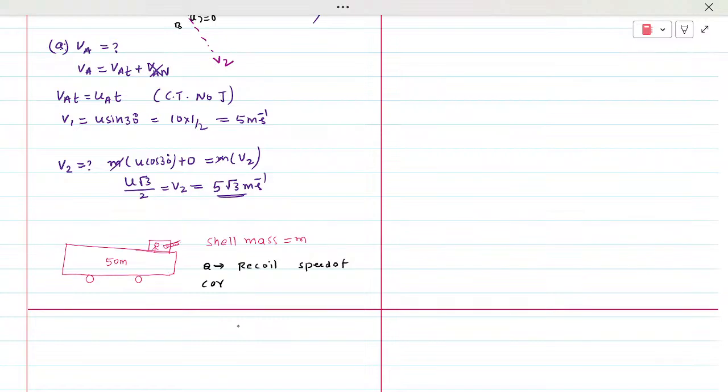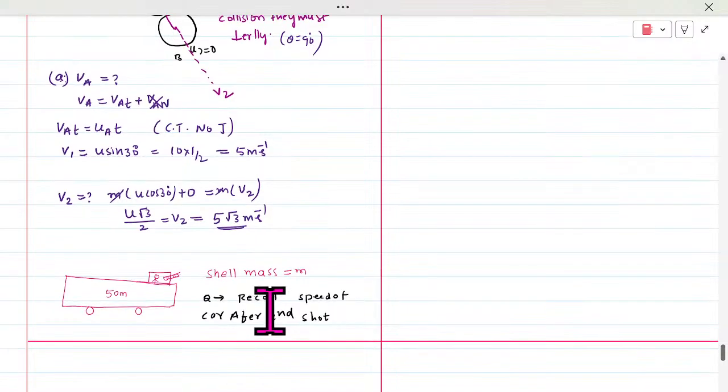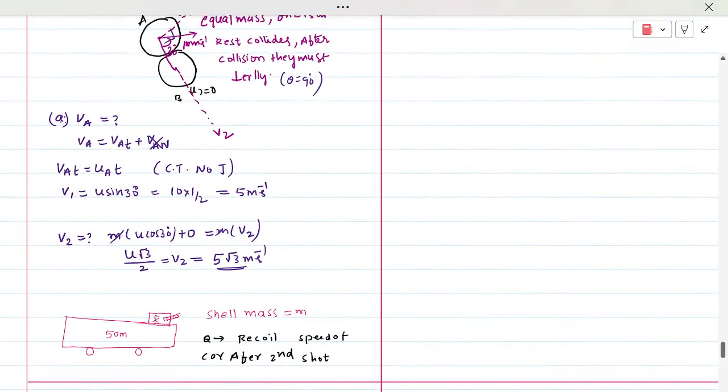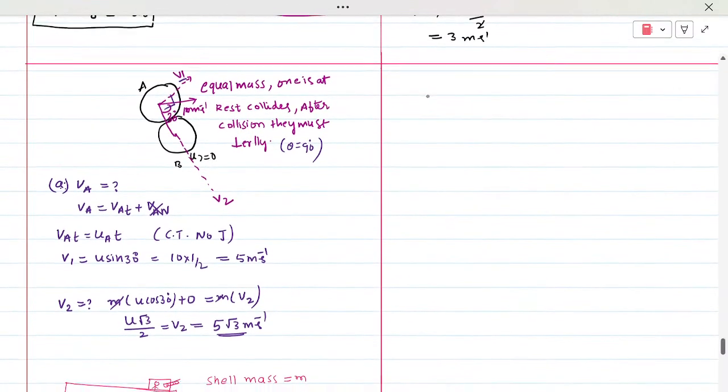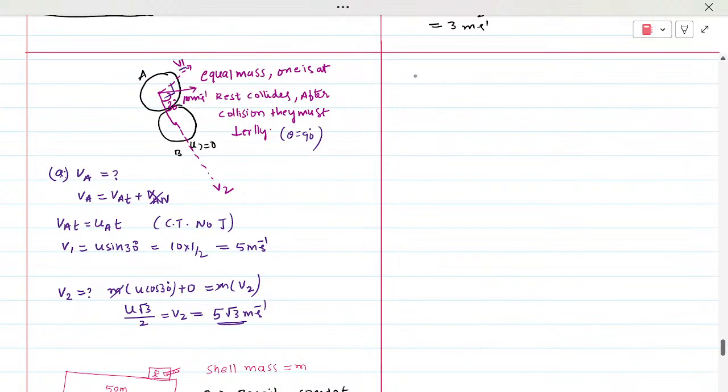Recoil speed of car after second shot. Here no external force is coming, is there? Therefore momentum is conserved. So that I will follow. Initially, the 50 m mass is at rest, so 50 m into 0. Initial momentum is equal to 0.